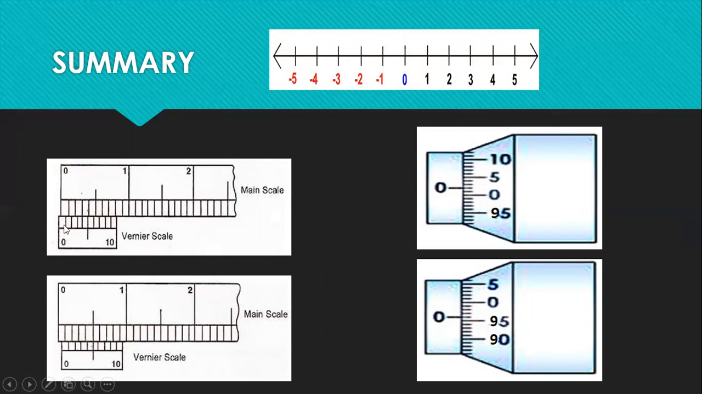How can you find it? You are going to find the best coinciding line, and you're going to subtract it from the total number of divisions. So the best coinciding line is 0, 1, 2, 3, 4. It's 4. So 10 minus 4 is 6. 6 multiplied by the least count, 0.1 millimeter or 0.01 centimeter. You're going to multiply it. This is the negative error. You will use a negative sign, so it's going to be minus 0.06 centimeter.